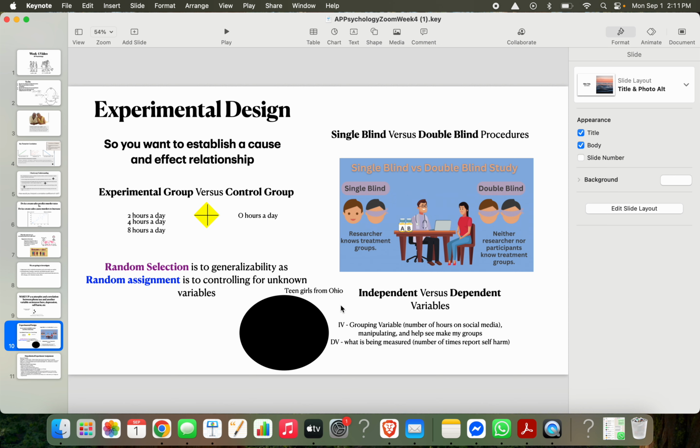And the last thing we kind of always need to think about with our experiments is our independent variable is our grouping variable. So it's going to be how much time you spend on social media, right? Your group, does that affect or cause a change in your dependent variable, which is what you're measuring? So I think in my example, I was measuring self-harm.